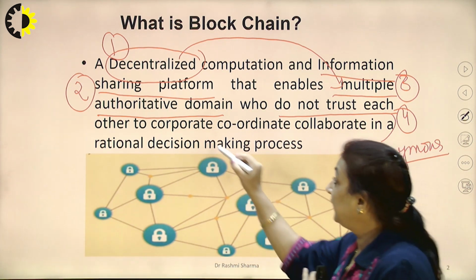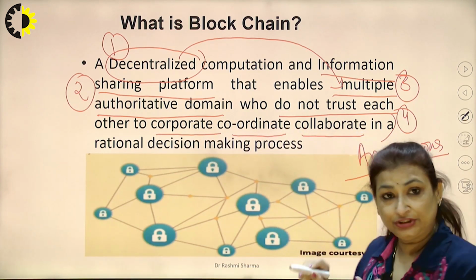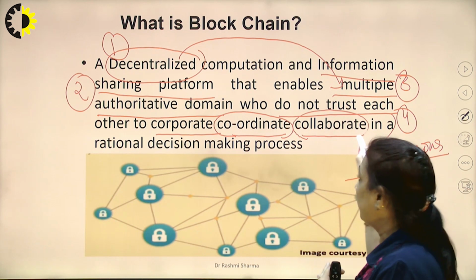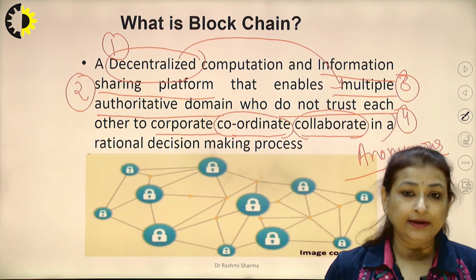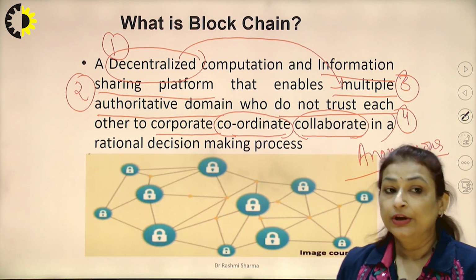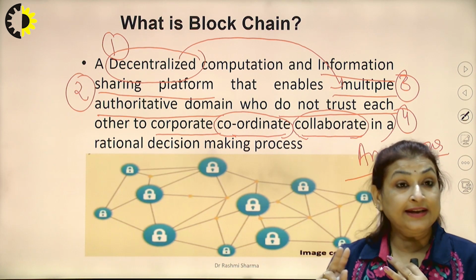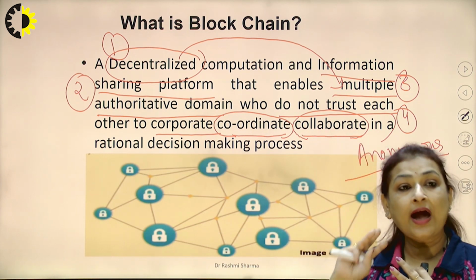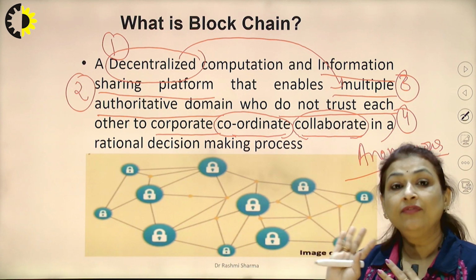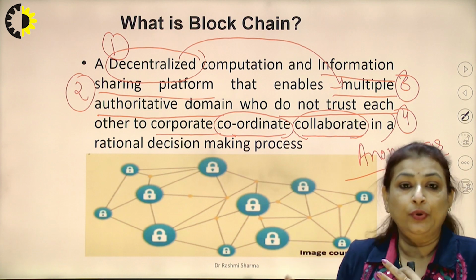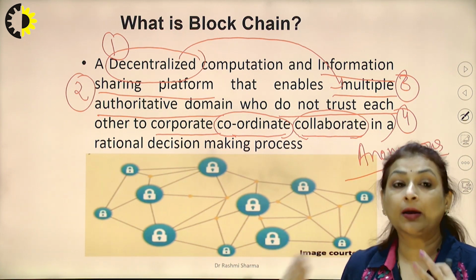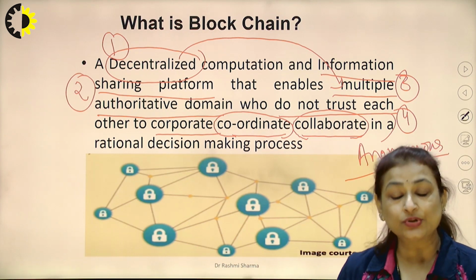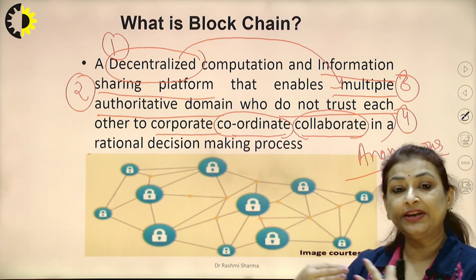Why do we combine? We combine for cooperation so that the process can be successfully fulfilled. We have to coordinate and collaborate so that whatever decision we take is in favor of that process. So in a blockchain, the first keyword is decentralized. Second, we have to share that information on multiple platforms. Third, we should have multiple authoritative domains. Then we have to trust anonymous users, persons we don't know. We cooperate, coordinate, and collaborate with each other so that we can run the process or take universal decisions so that each and every person knows it.